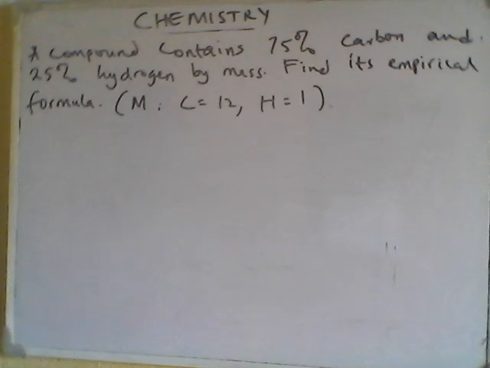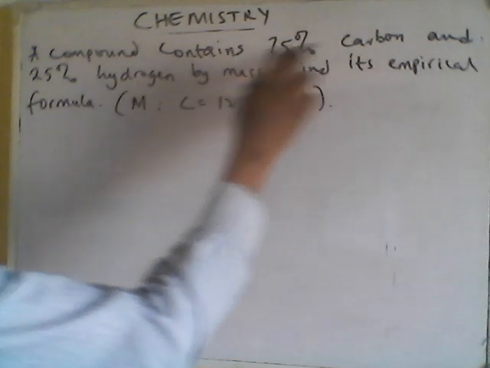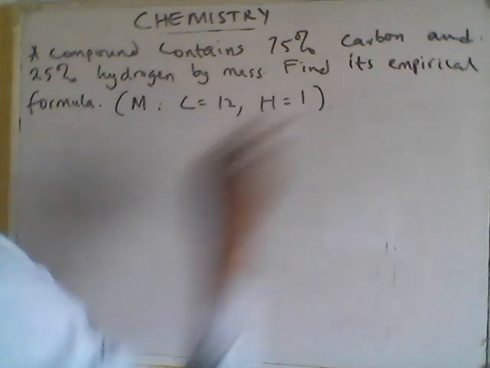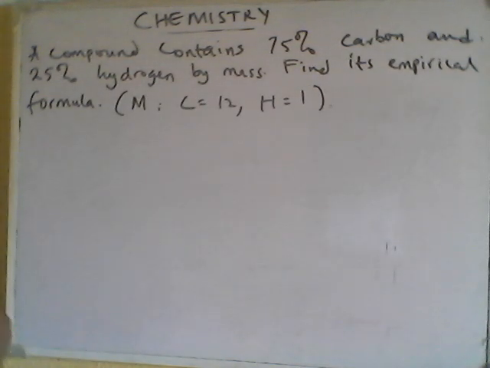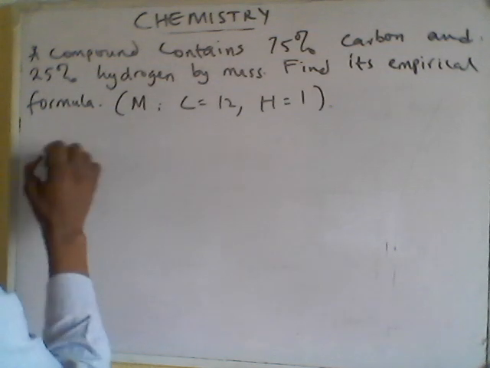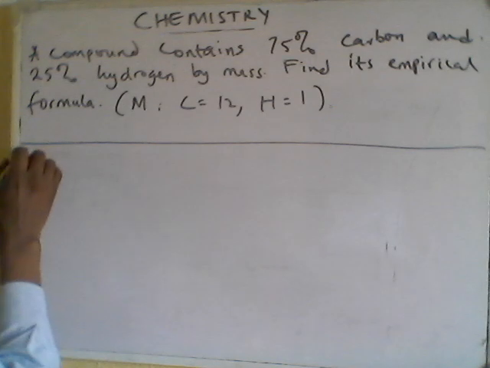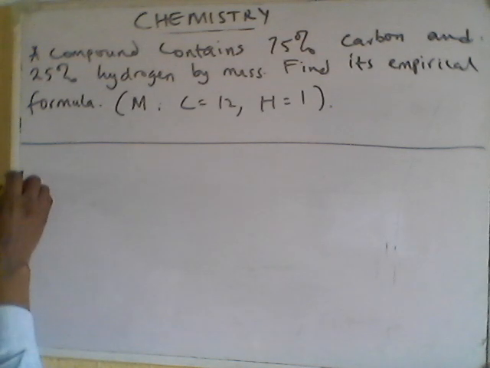Okay, see another one on the board. It says a compound contains 75% carbon and 25% hydrogen by mass. Find its empirical formula. Okay, so what we do here, I will do the table again, so that I can just show the 5 steps.